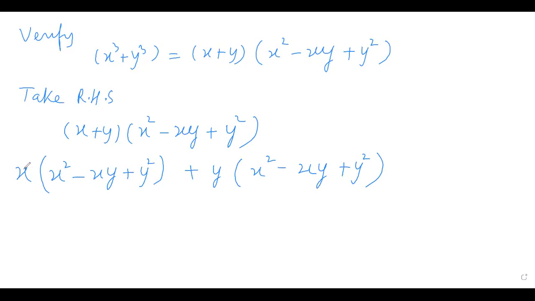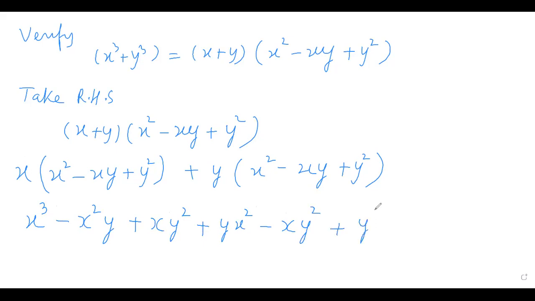I'm multiplying x with x square, that is making x cube. I'm multiplying x with minus xy, so that is minus x square y, plus xy square, plus yx square, minus xy square, plus y cube. So I have multiplied them individually. x into x square is x cube. x into minus xy is minus x square y.